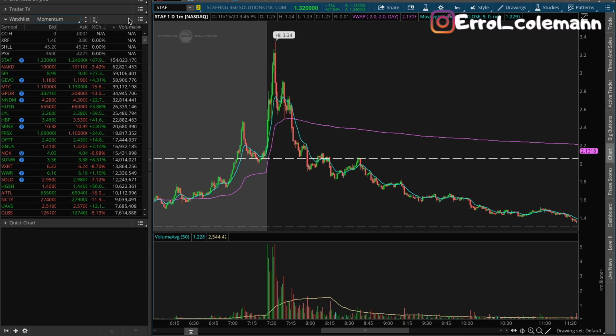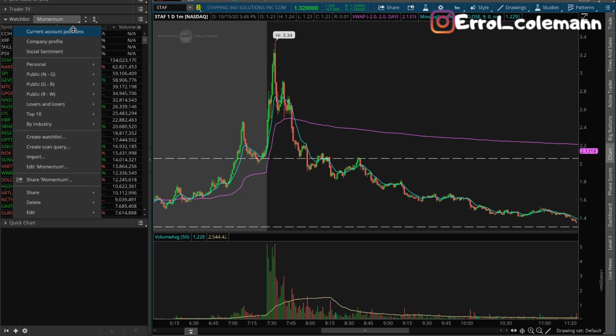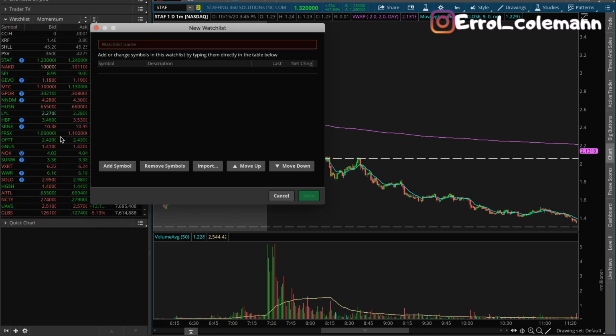But if you want to create a watch list from scratch, come over here, click on this little tab right here, and I want you to click create watch list. You can name this watch list whatever you want. I have some called Momentum. I have some called Swing Plays. You can create the watch list depending on the type of setup you're looking for with that specific stock as well.